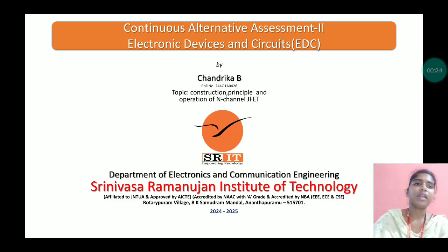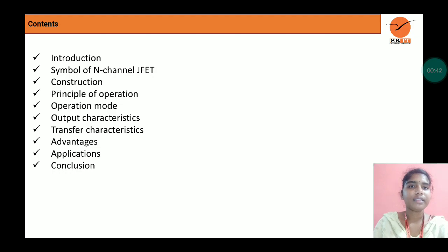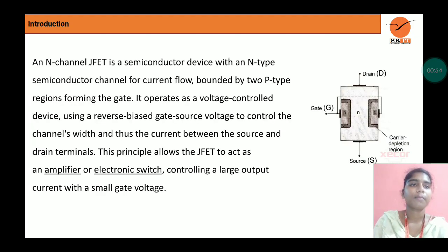In this session, I will explain how an N-channel JFET is constructed, discuss its working principle, describe the different modes of operation, and highlight its characteristics and applications in electronic circuits. The contents are: introduction, symbol of N-channel JFET, construction, principle of operation, modes, output characteristics, transfer characteristics, advantages, applications, and conclusion.